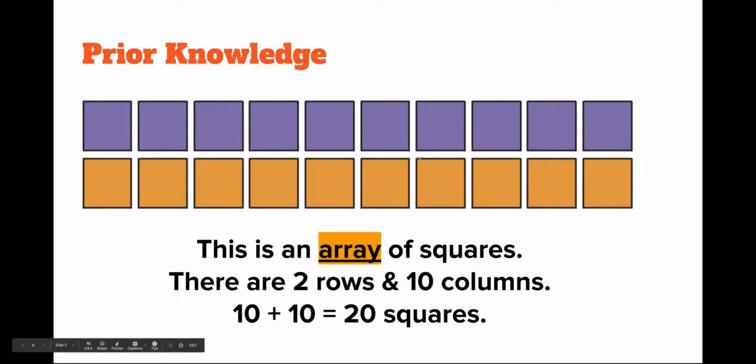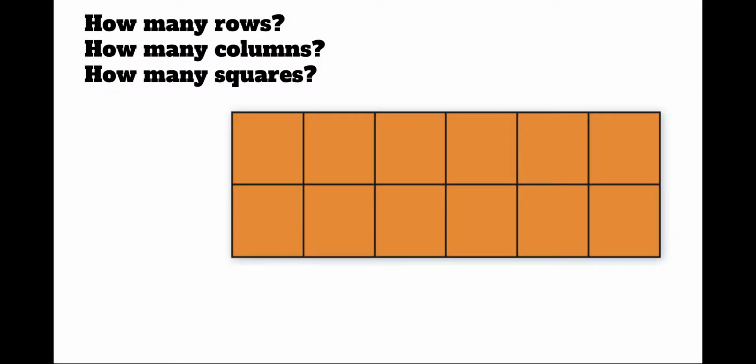This thinking will help us understand area. Let's look at this array. How is this array different than the previous one? Of course, these tiles are lined up closely next to each other and there are no spaces. And that is really an important thing when we're talking about area. But before we get there, let's figure out how many squares there are in this array using what we already know about rows and columns.